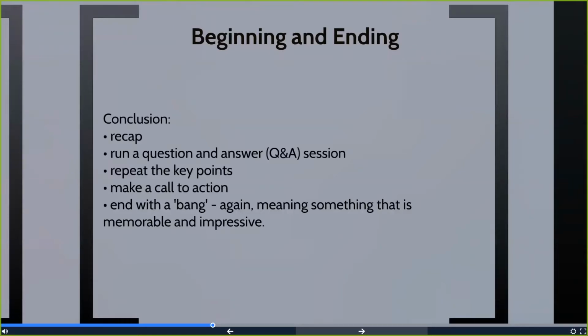And with the conclusion, you need to recap, run a question and answer session, repeat the key points, make a call to action, and end with a bang, again meaning something memorable and impressive. And especially for us these days, using that effective questioning technique where we get people to reflect on what they've learned, what it means to them, how they can apply it, which is your call to action, and how that's going to help them reach the goals or purpose for them being there in the first place, is mightily important.